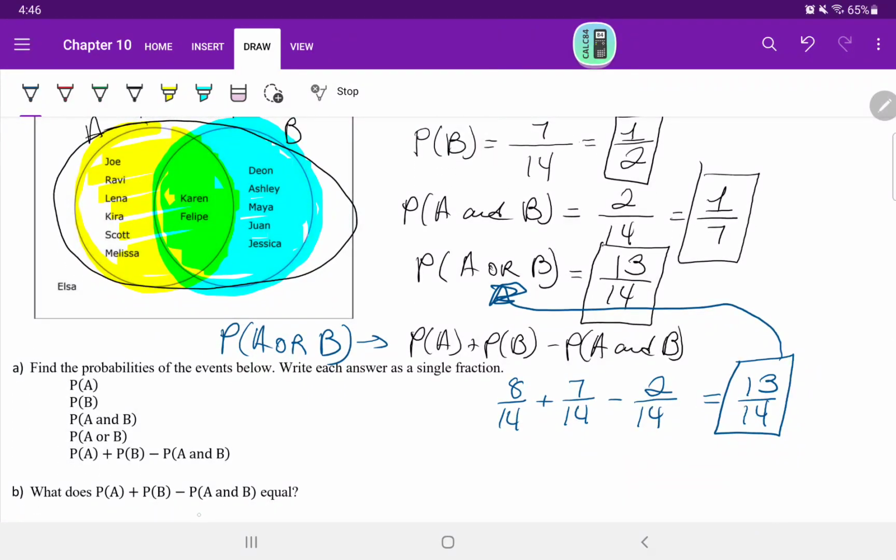What does the probability of A plus the probability of B minus the probability of A and B equal? That equals the probability of A or B. And we should know that by now. So when we are computing this part right here, we can automatically just know it's going to be 13 over 14.